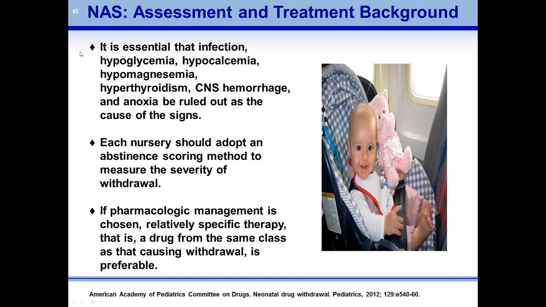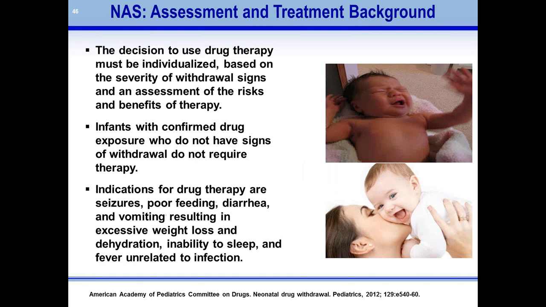Okay, so I think it's important to remember that neonatal abstinence syndrome is really a rule out. We need to look at all the other things, and then if nothing else is left, then it could be neonatal abstinence syndrome. I think every nursery needs to have a scoring method and to be able to measure the severity of withdrawal. And in terms of pharmacological management, you really need to be picking a drug from the same class that is causing the withdrawal. So, for example, morphine if you're treating opioid withdrawal. The decision to use medication therapy on these babies is individualized, and it needs to be based on the severity of the signs of withdrawal, as well as the assessment of the risks and the benefits.